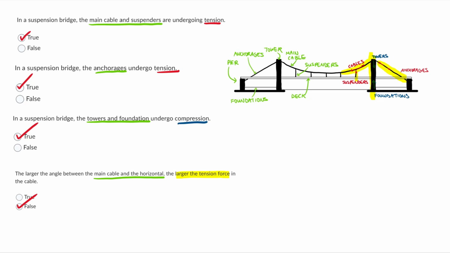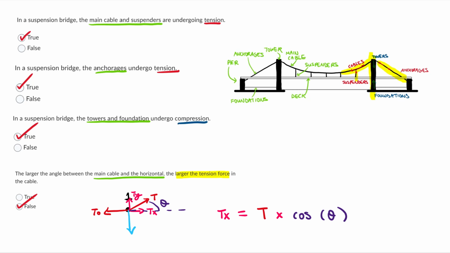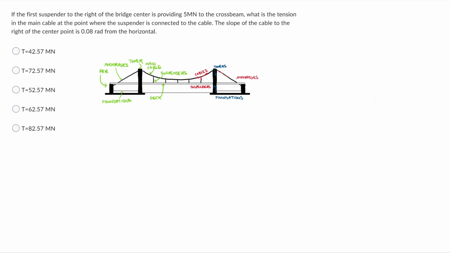So the tension force and the angle are inversely related. That means as the angle gets smaller, the tension force gets larger. And the way you can think about this is in terms of trigonometry. The x and y components are found by multiplying the tension force by either sine or cosine of that angle. When the angle is smaller, the tension force has to be bigger to compensate for that, to maintain equilibrium throughout the entire thing.